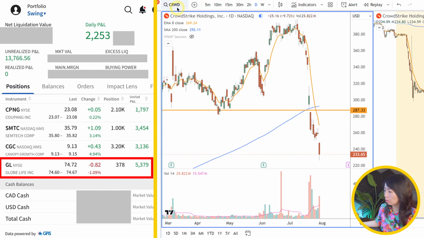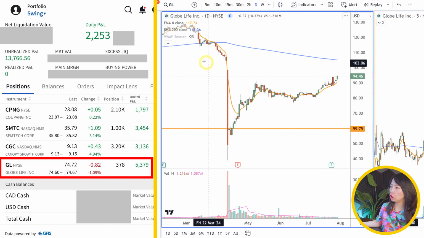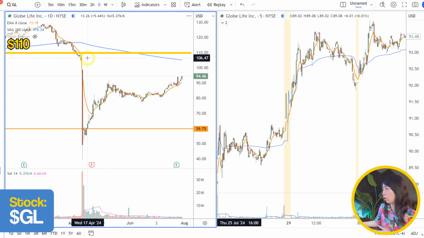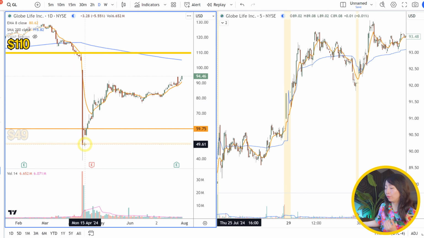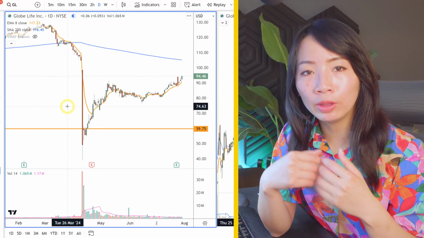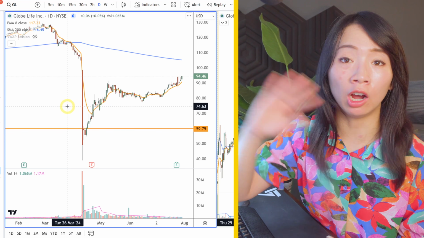A really good example, I have to use a past swing trade I did earlier this year, is on GL. So the stock was really beaten down, as you can see, all the way from 110 down to $50 because they were being investigated for fraud. And for this swing trade, essentially I'm looking for the reverse of everything that we talked about.